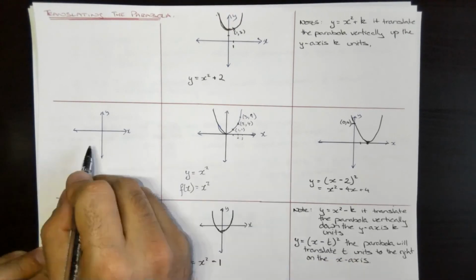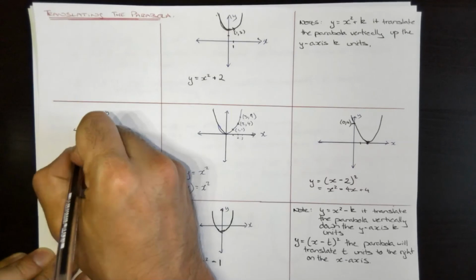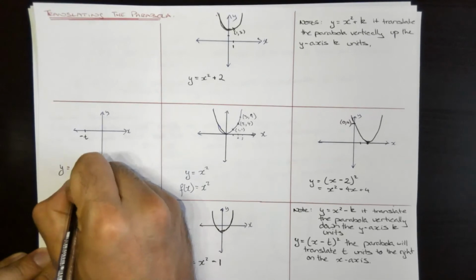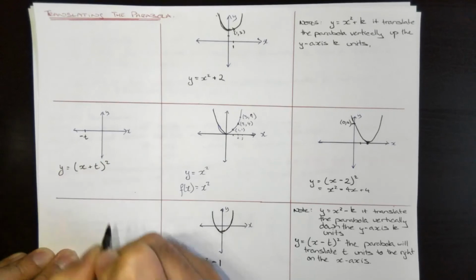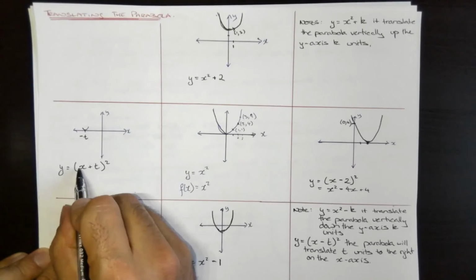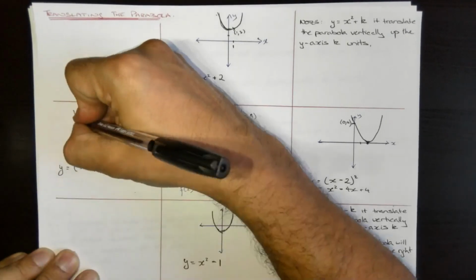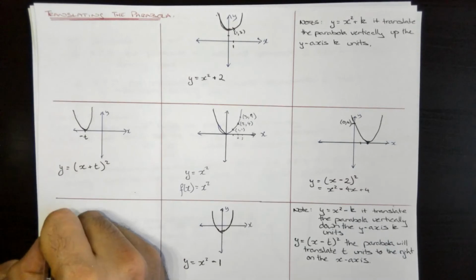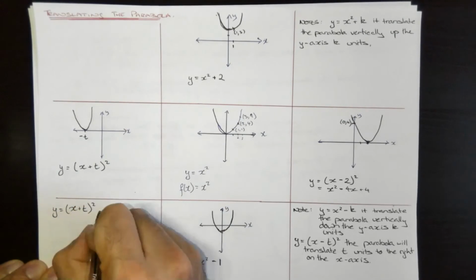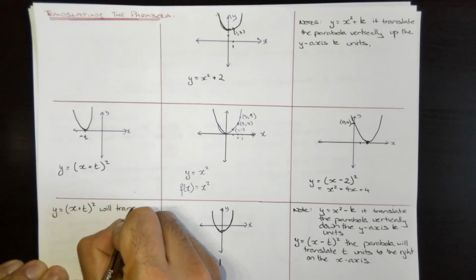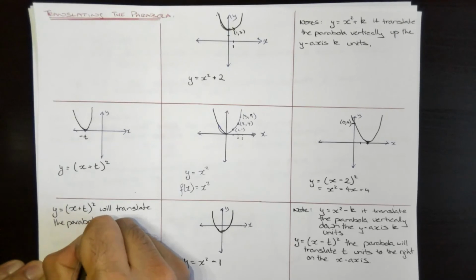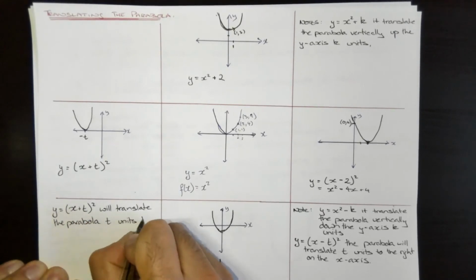And the same thing would happen if we went opposite. So for example, let's say that was minus t. So if I had y equals (x plus t) all squared, well, to get this to be 0 so that it touches the x-axis, I need negative t. So negative t plus t would make 0, and I'd still have that. So y equals (x plus t) all squared will translate the parabola t units to the left of the origin.